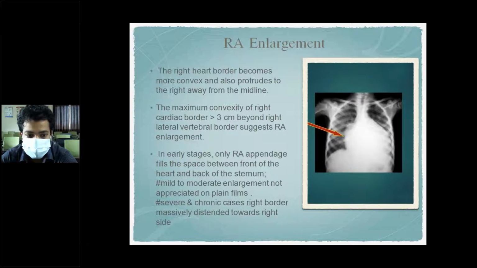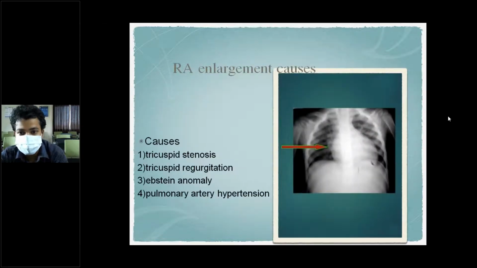That is, mild to moderate enlargement is not appreciated on plain films, but in severe and chronic cases, the right border is massively distended towards the right side. The causes of right atrial enlargement are tricuspid stenosis, tricuspid regurgitation, Ebstein's anomaly, and pulmonary artery hypertension.